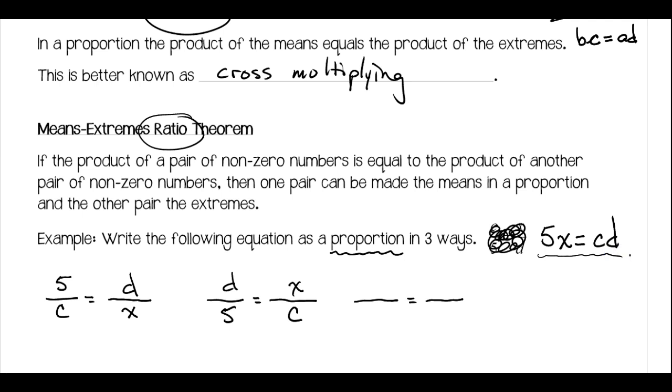Let's do one more. Let's put C over here and D over here, and then x over here and 5 over here. Feel free to try one more if you like. See if you can find one more ratio or proportion that you can write.